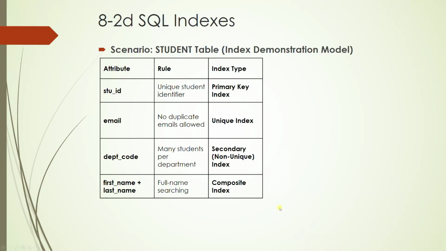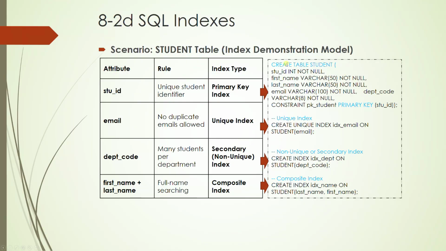Now let's take an example. We have a student table: student ID, email, department code, and first name and last name. These are the attributes. For student ID, we will be applying a primary key index, for email unique, for department code, which could be duplicated, so it will be secondary and non-unique index, and first name and last name is a composite. So for that, how could we do that?